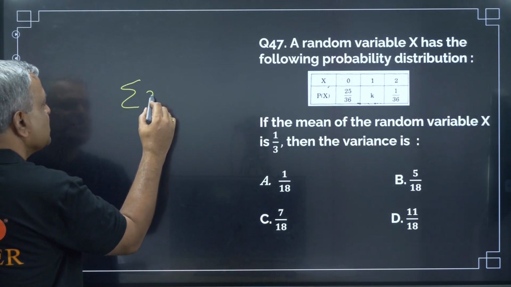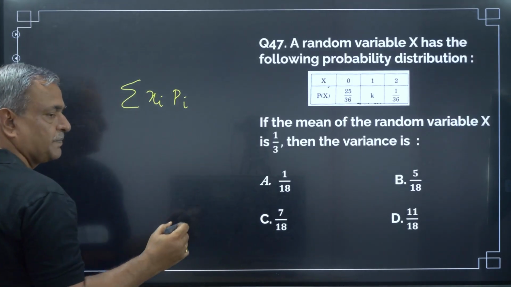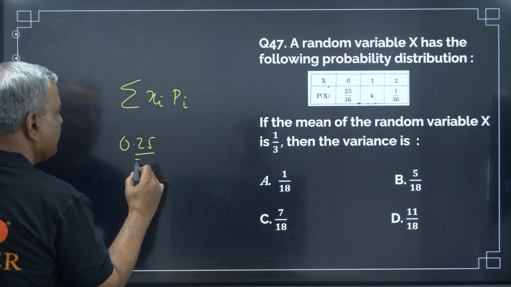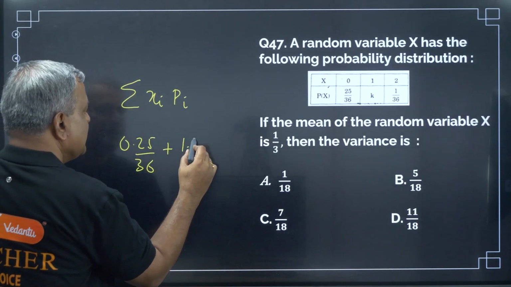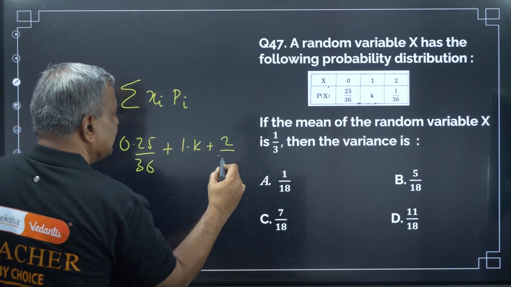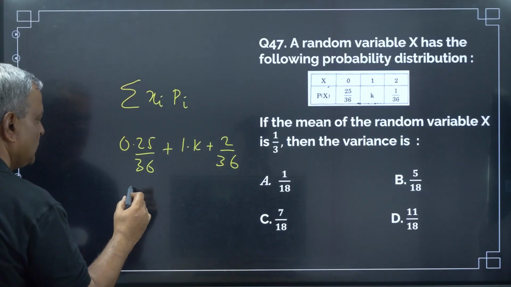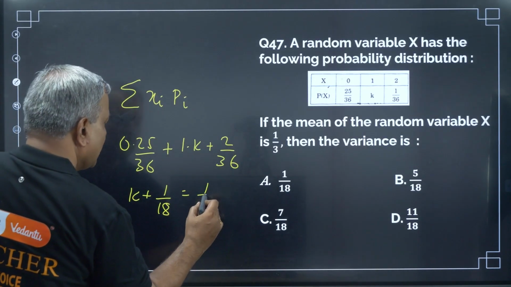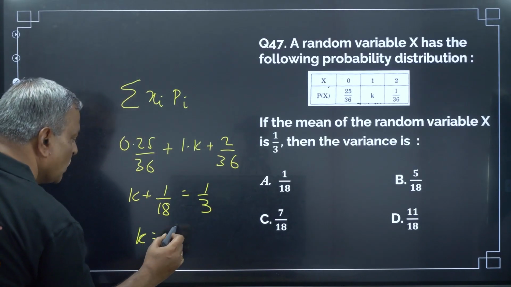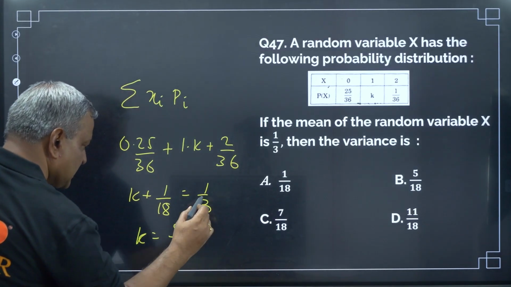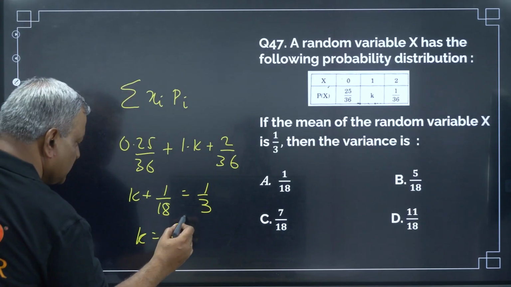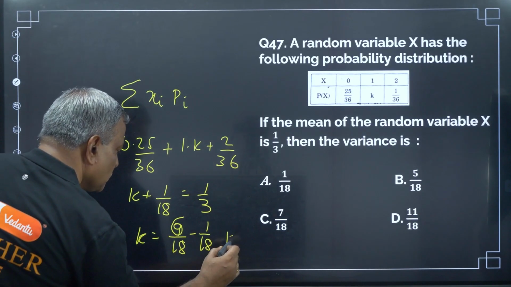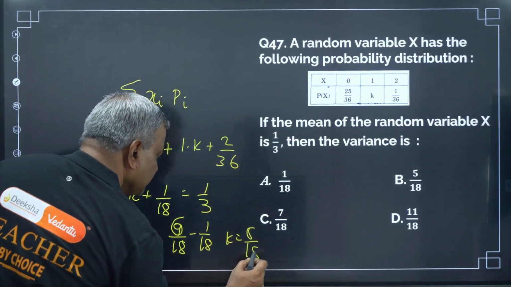Mean is summation xi into pi. Okay, xi is how much? 0 into 25 by 36 plus 1 into k plus 2 by 36. We get k plus 1 by 18 is equal to 1 by 3. So k is equal to 6 by 18 minus 1 by 18. So k is equal to 5 by 18.